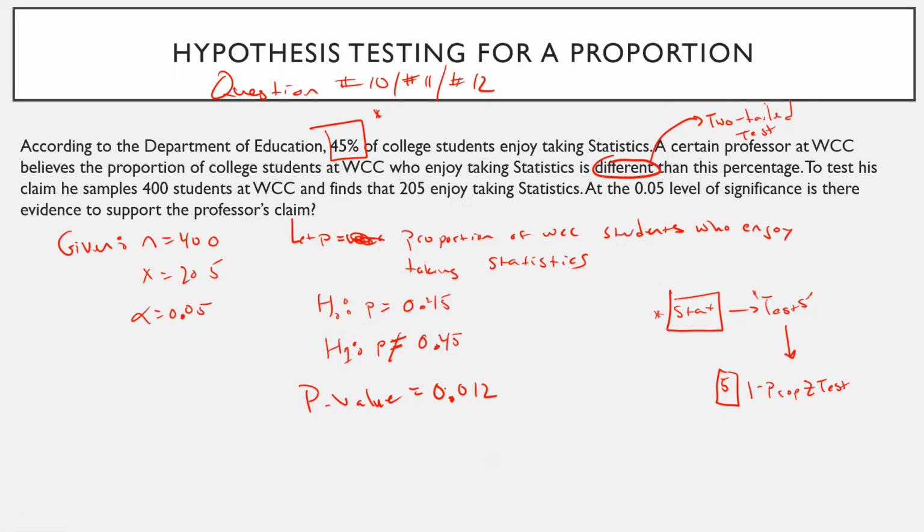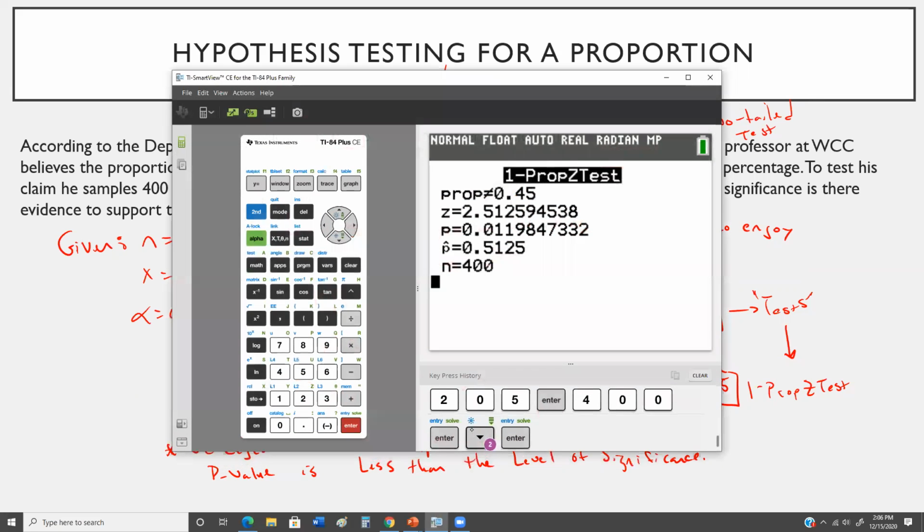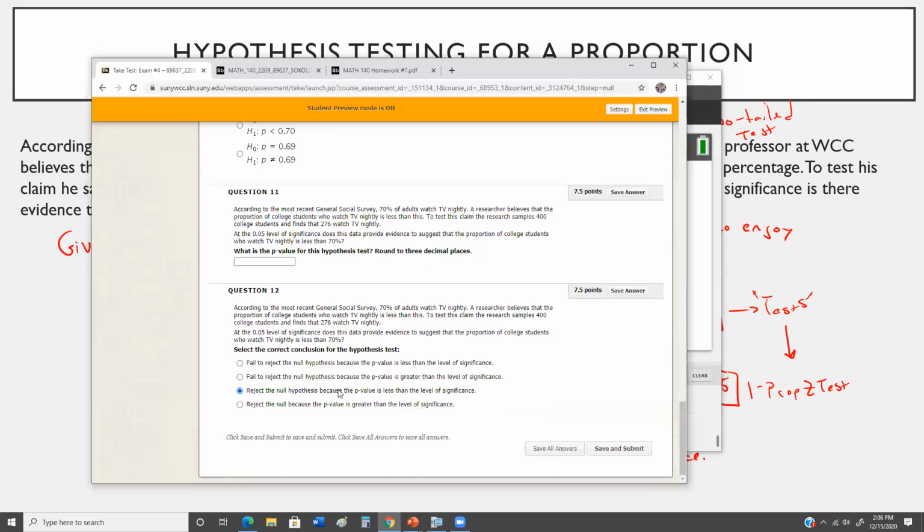So do we reject or fail to reject here? What do we think? Okay, and why do we reject? The p-value is lower than what? Right there. Boom, got it. So we reject the null, because the p-value is less than the level of significance. So again, you would just select that option on the test, okay? So we would reject the null here because the p-value is less than the level of significance.